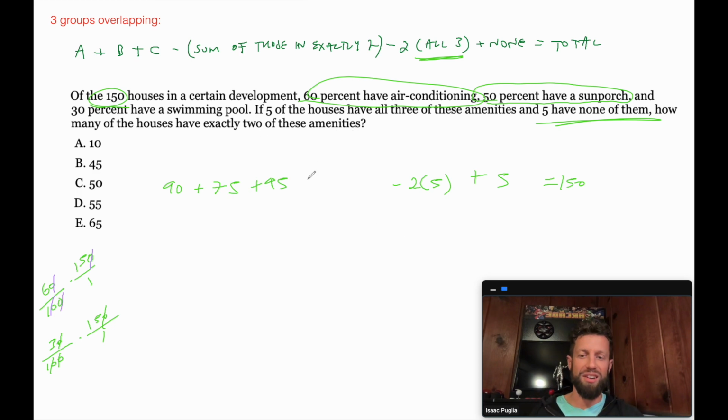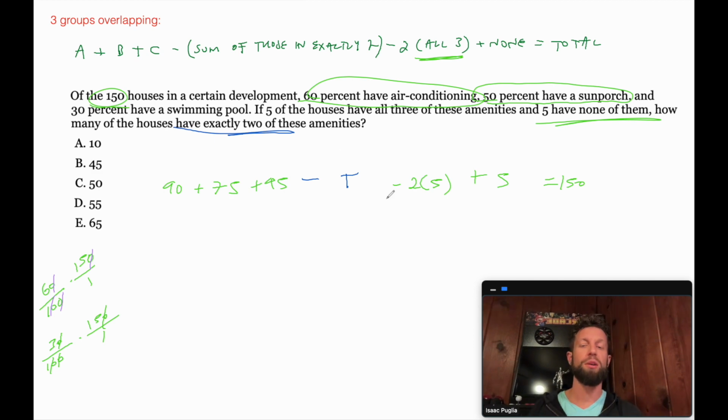Alrighty, and no surprises here that they haven't given me the sum of exactly 2, because that's what they're asking me for, and there wouldn't be a whole lot to do in this problem if they just gave you that. So let's pop a variable in there as a placeholder. I'll call it t for 2, and let's just run our numbers. Hopefully you can already see why I tend to favor this formula. They've given me so much information, I can really just plug and play.